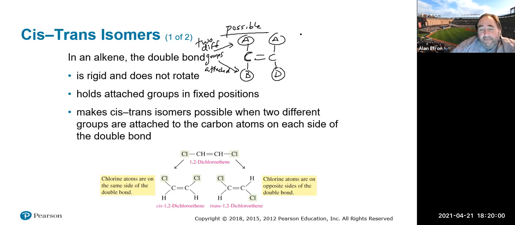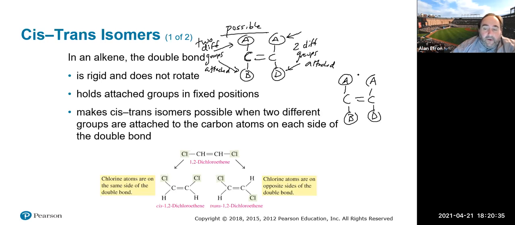You also need to do the same thing on the other carbon. You need to make sure that you have two different groups attached, which we do here as well in this made up example. We have group A on top, group D on the bottom, so attached to this carbon are two different groups. The second thing that you need to make sure of is, when you look at the carbon-carbon double bond, are there two groups that are the same on opposite carbons? So are there two groups that are the same on opposite carbons?